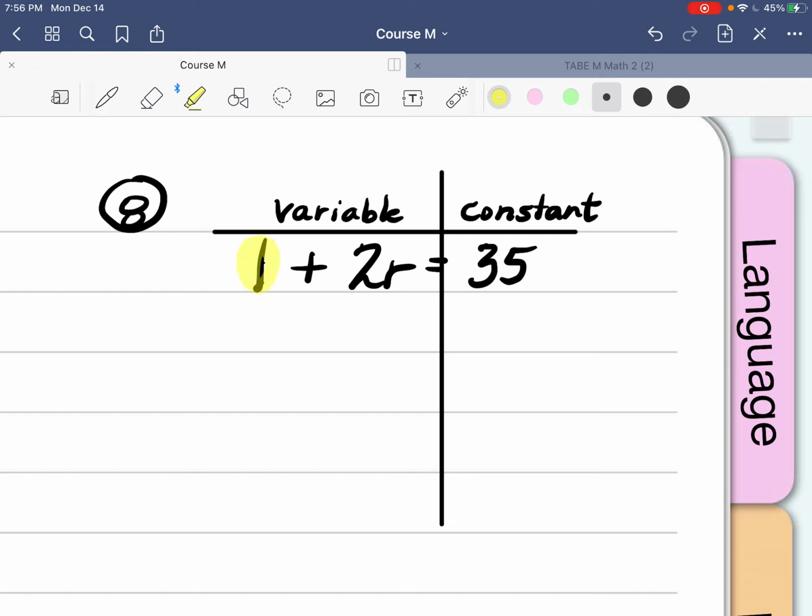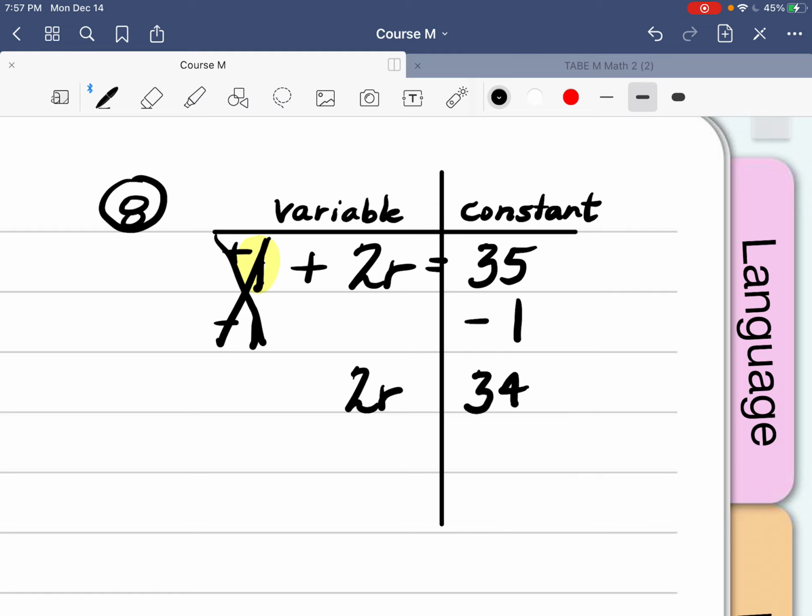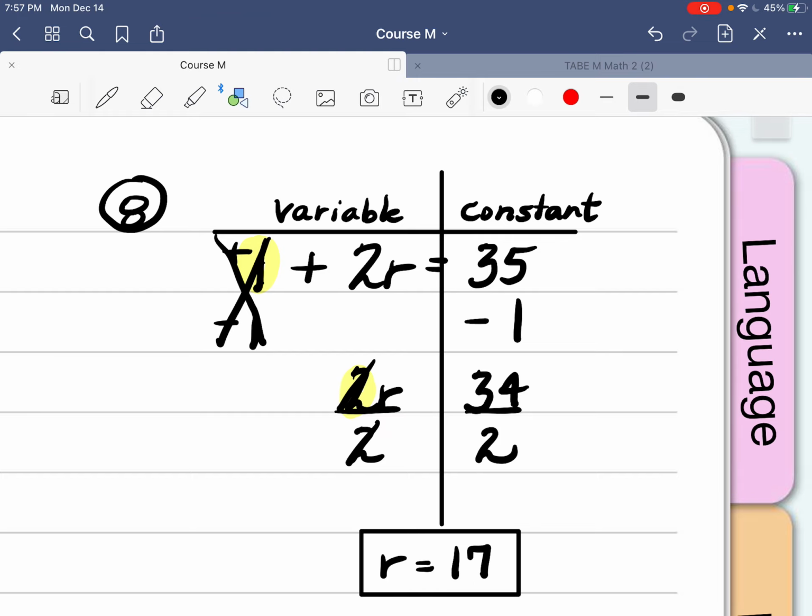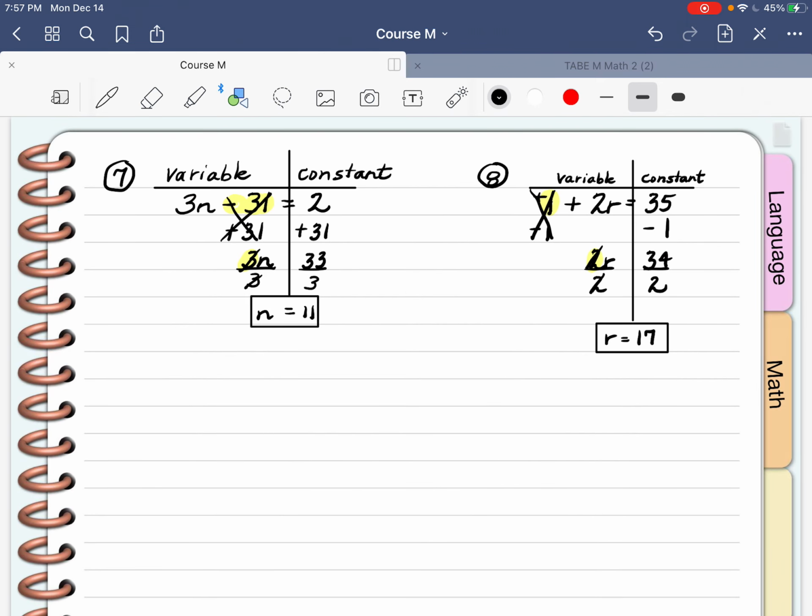And I need to move that constant 1, which is a positive 1. So let's take 1 off there and 1 off there and cancel. So I'm left with positive 2r and 34. And then I'll divide away the coefficient. So that r is 17. 34 divided by 2.